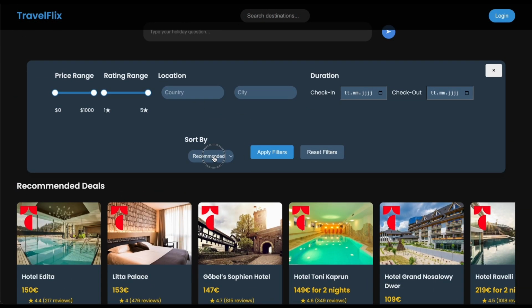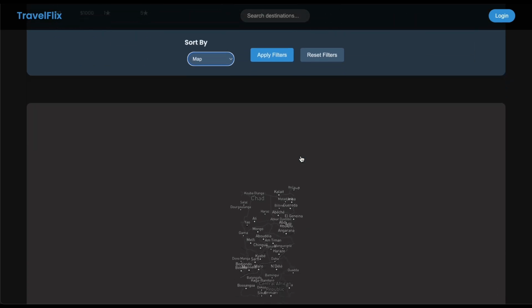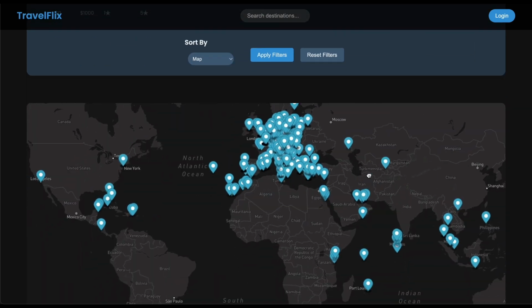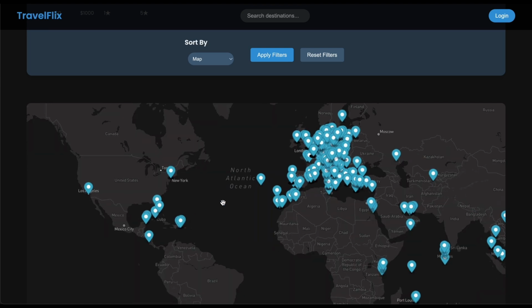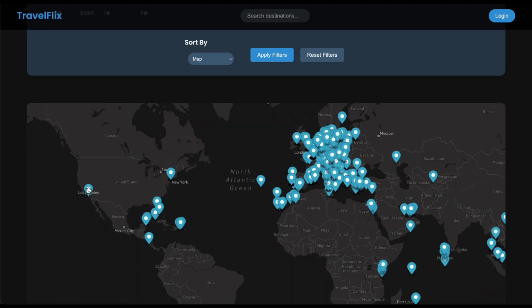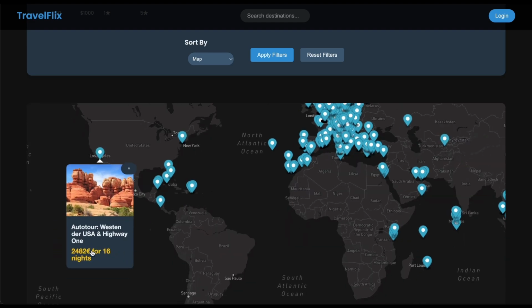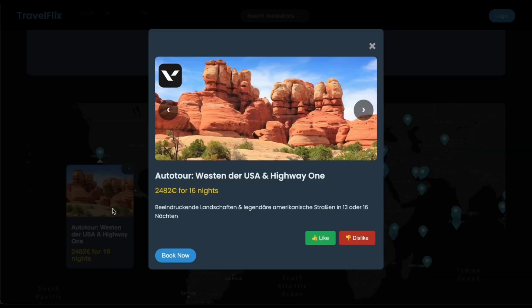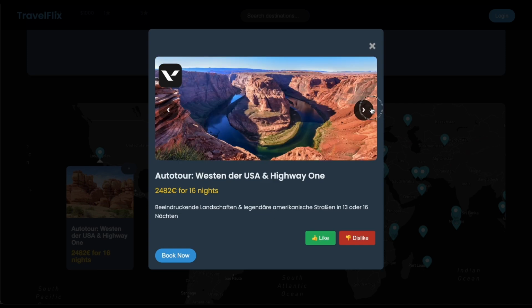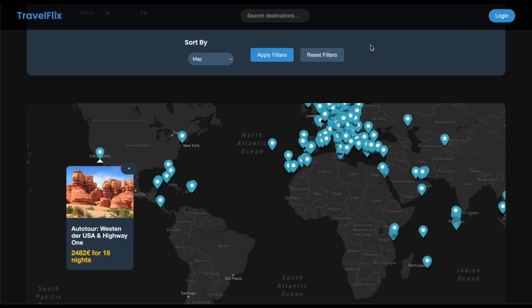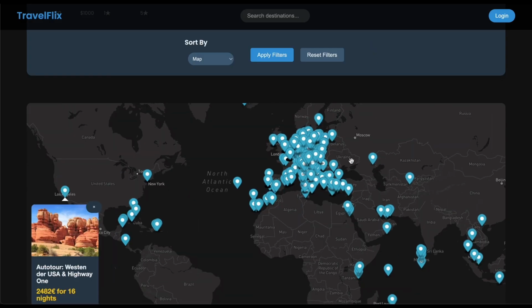What I think is quite interesting is the map in the filter section. With the map, you can see all of the different locations of the travel deals around the world. So let's say you want to fly to, I don't know, LA, Los Angeles. Then you have a car tour for 60 nights for 2,482. I think that looks quite good, but it's quite expensive, so I'm going to continue looking.